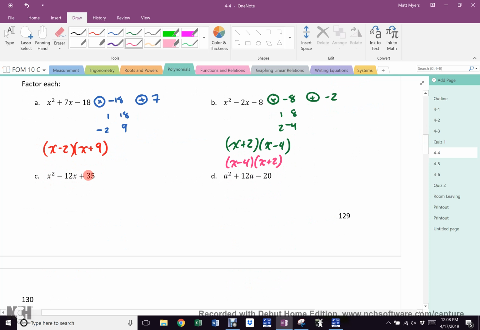What's this one going to be? I must multiply to what? 35. And I must add to what? Negative 12. Is it 1 and 35? No. Is it 5 and 7? Yes. How will 5 and 7 get a positive multiple but a negative addition? If they're both negative. So it is x minus 5 and x minus 7. Everybody good?